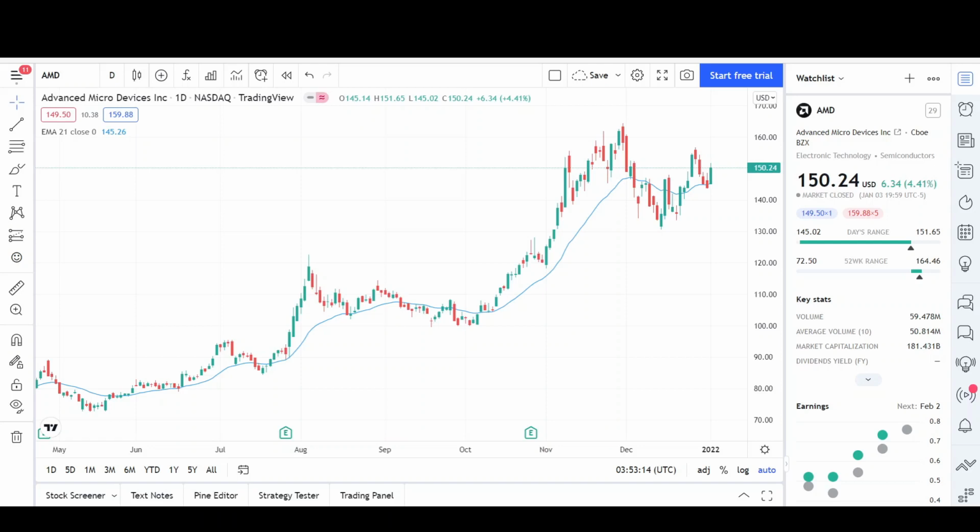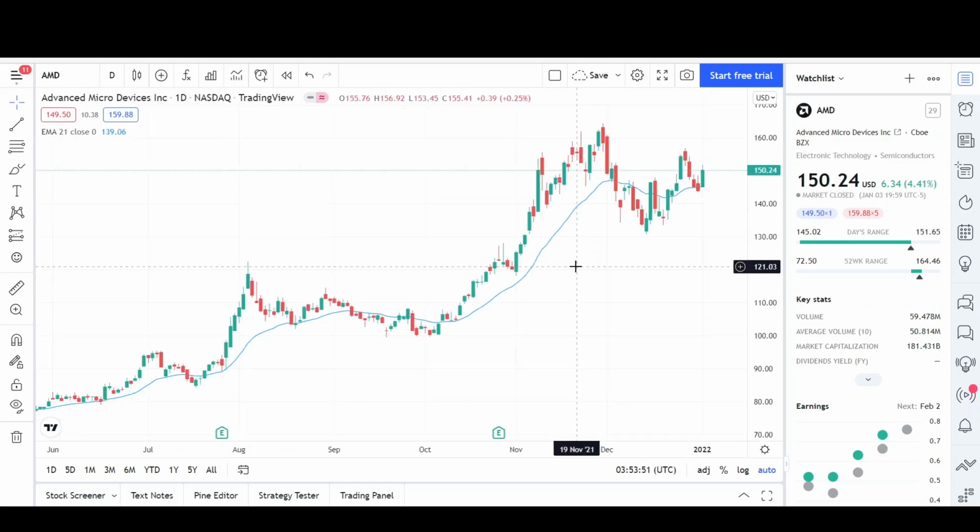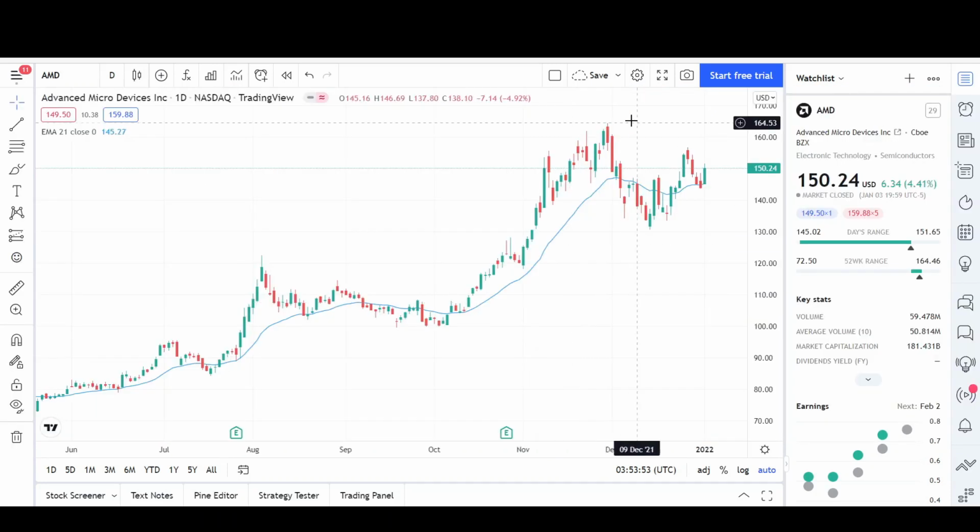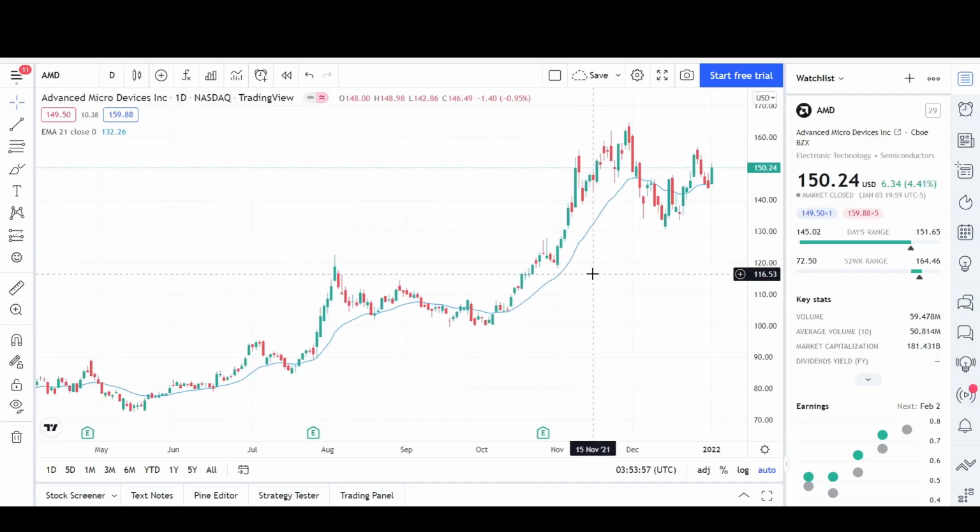I will first go over what I see on the daily chart and wrap this up on the weekly chart. So I believe AMD will continue to make a new all-time high. However, we are seeing signs of weakness in this trend.